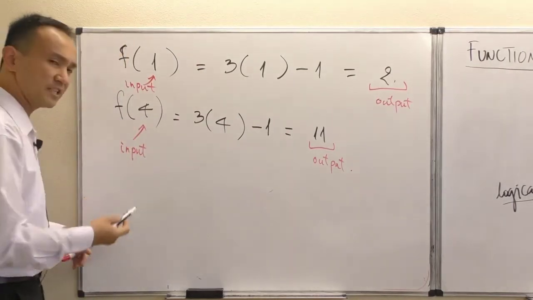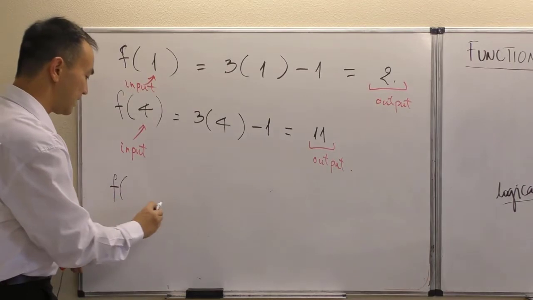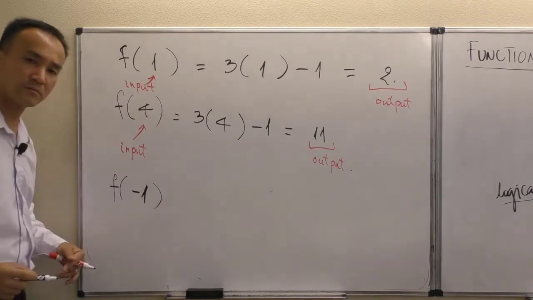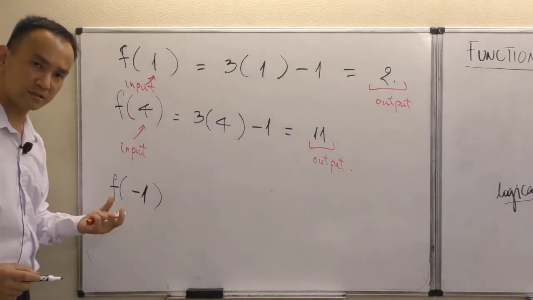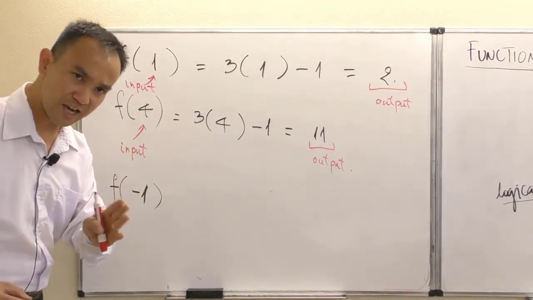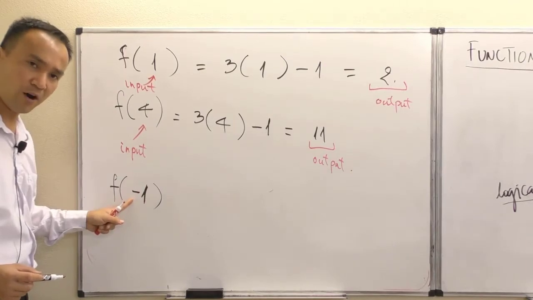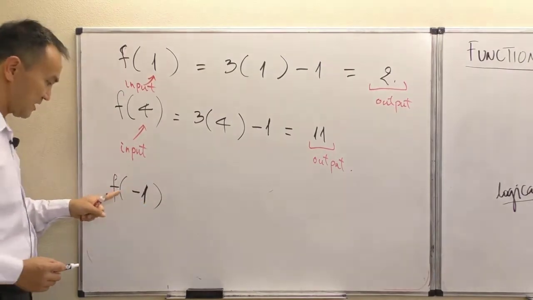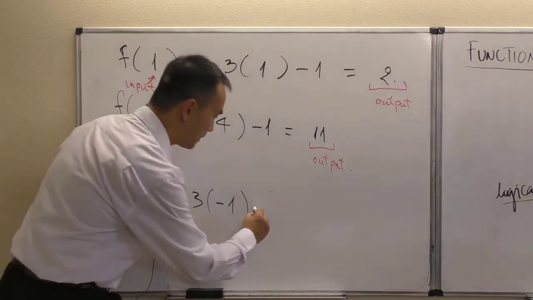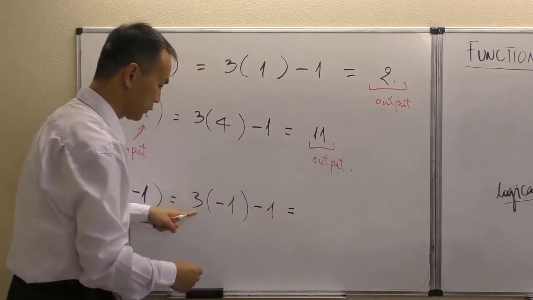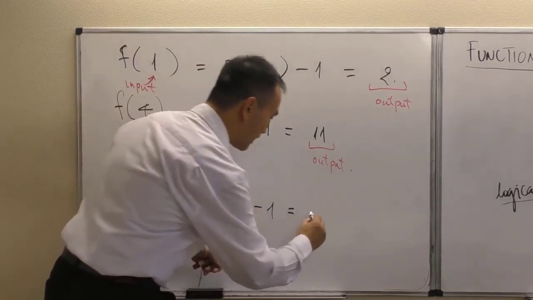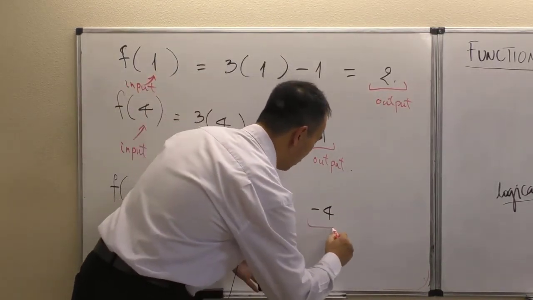Now instead of f of x, I can put in f of negative 1. We substitute negative 1 for the variable x, the input. So in my expression 3, instead of x, I write negative 1. So 3 times negative 1 minus 1. By order of operations, 3 times negative 1 gives negative 3, and minus 1, so it's negative 4. So this is our output.